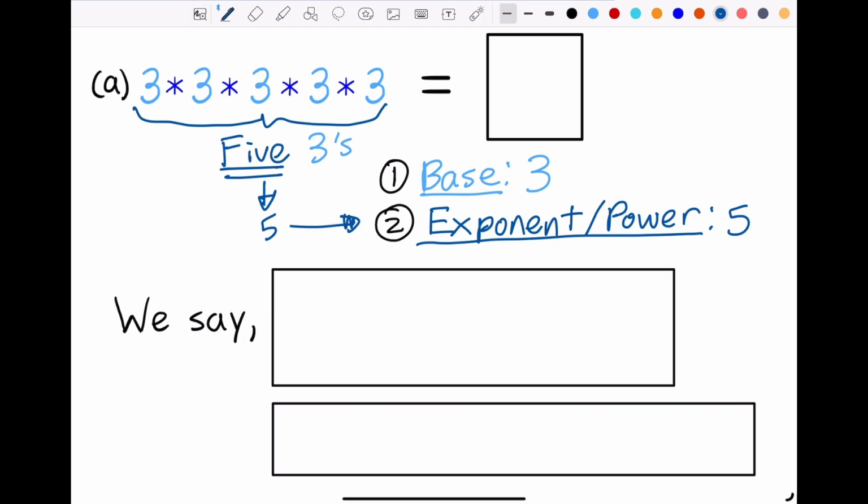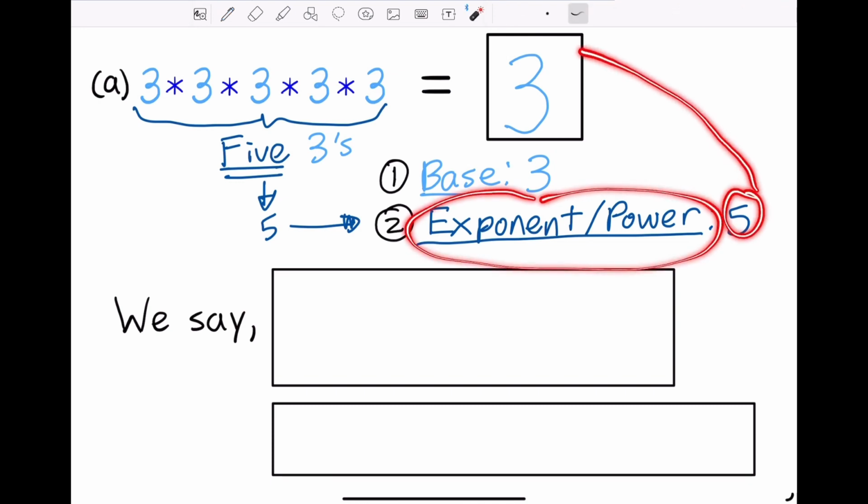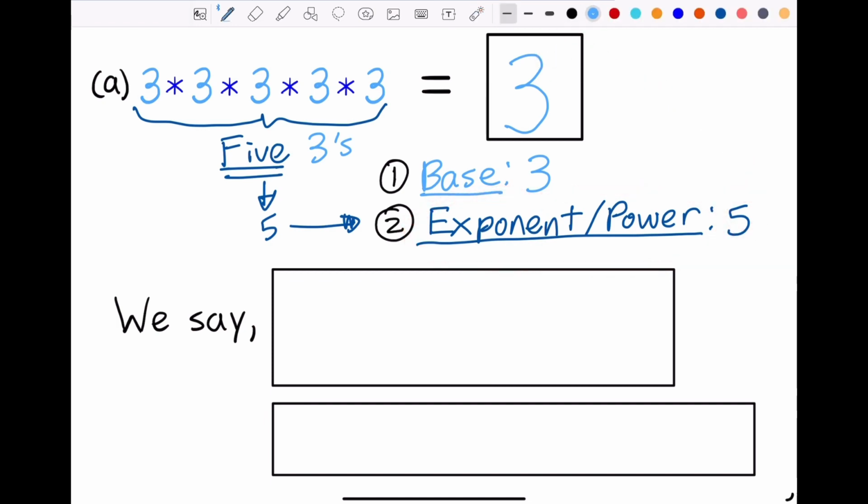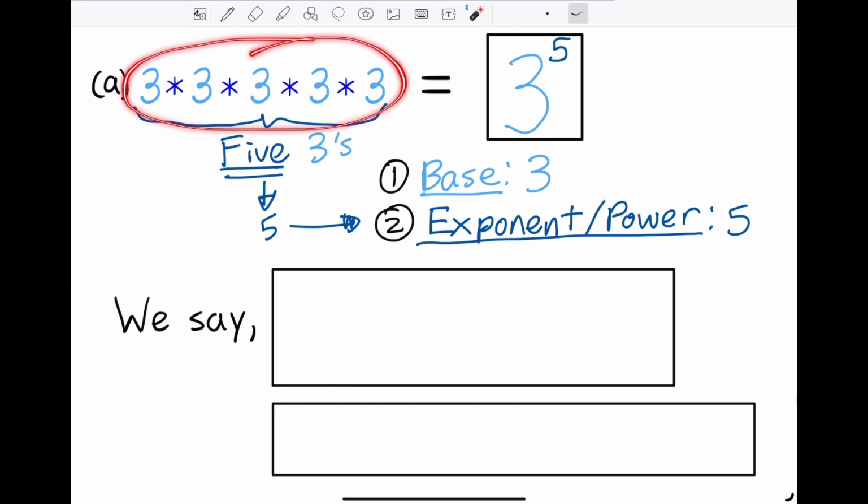So we first write down our base, which is 3. I'm going to write the 3 a little bit bigger here. And then the exponent, or power, goes in the upper right hand corner of our base. Since our exponent is 5, I'm going to write 5 right up here. So there you have it. We have rewritten repeated multiplication using exponents.